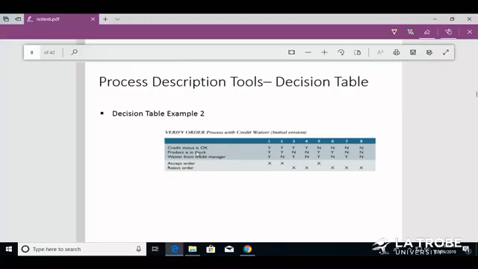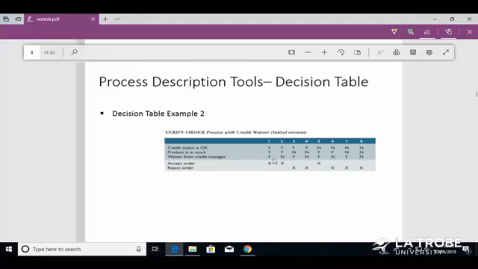All right, so as we said, we have 3 conditions. That means we're going to have 8 rules or 8 columns that reflect the probabilities of these 3 conditions. We still have 2 outcomes: accept order, reject order.